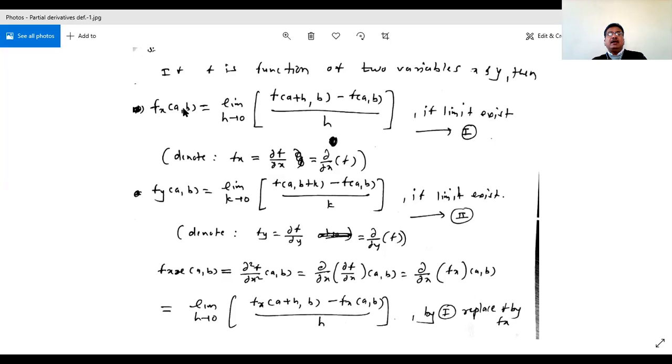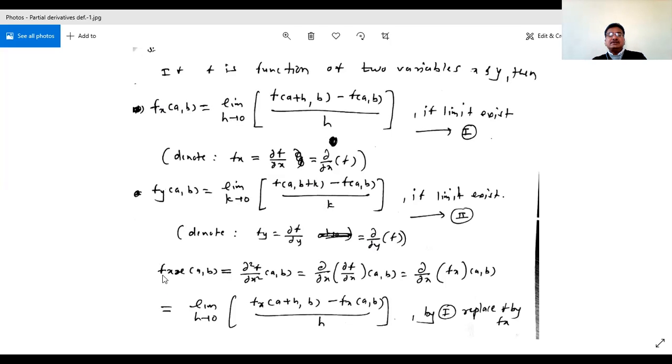And if (a,b) is (0,0), then what is the definition? Limit h tends to 0 of [f(h,0) − f(0,0)] divided by h. Similarly, the definition of f_y(a,b) is limit k tends to 0 of [f(a,b+k) − f(a,b)] divided by k. Okay, so the partial derivative with respect to y means limit k tends to 0. Now f_y means ∂f/∂y or ∂/∂y of f.